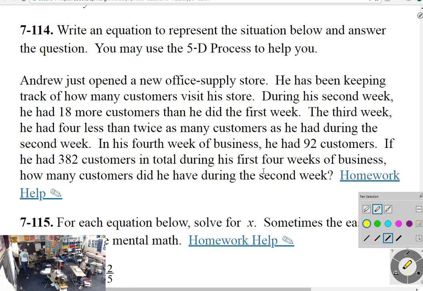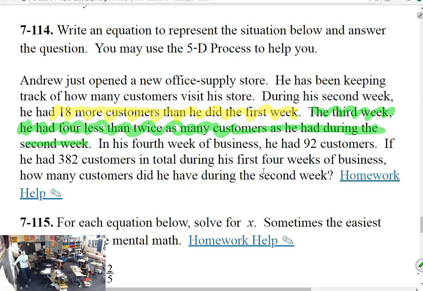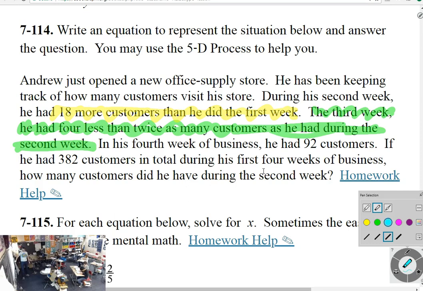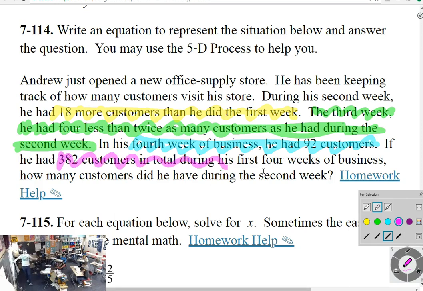During his second week, he had 18 more customers than the first week. During the third week, he had 4 less than twice as many during the second. What? I'm very sorry. Genuinely, I am. That stuff annoys me too. In the fourth week, he had 92 customers. Oh, this one took me forever. I'll come back to you. We haven't even really outlined everything.